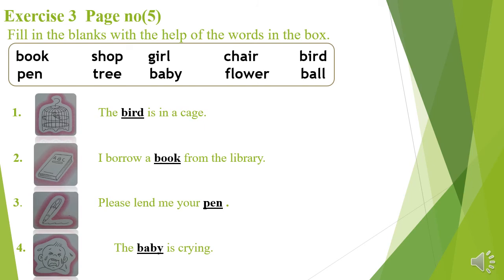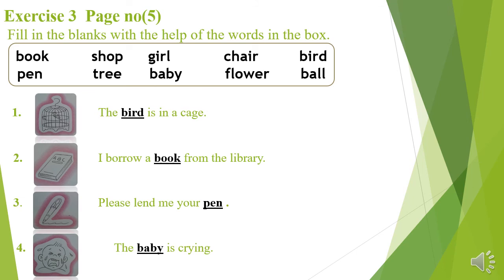Let's start. Number 1, the dash is in the cage. Suitable noun for this sentence: the bird is in the cage. Number 2, I borrow a dash from the library. Suitable word for this sentence, book. I borrow a book from the library. Number 3, please lend me your dash. Suitable word, pen. Please lend me your pen.